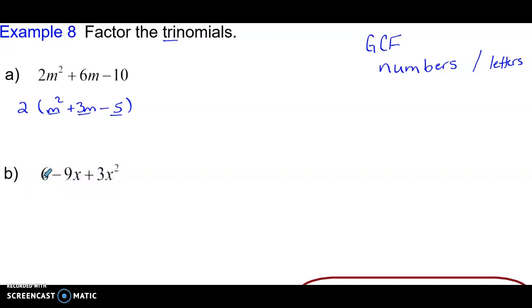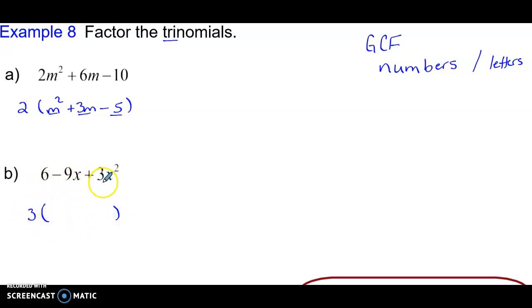Looking at part B, we're going to do the same idea. We're looking for a GCF, that's numbers and or letters. So even though this is written in the reverse order, it really makes no difference to my factoring. I'm still looking at the numbers, 6, 9, and 3. The GCF between those 3 numbers is 3. I'm looking for letters, x squared, x, but this last term has no letter term to give me, so my GCF is solely the 3.